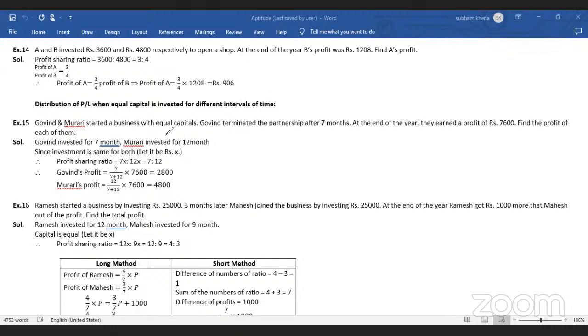Govind and Murari started a business with equal capital. अच्छा, this is a different thing. Sorry. ये तो दो चीज था.